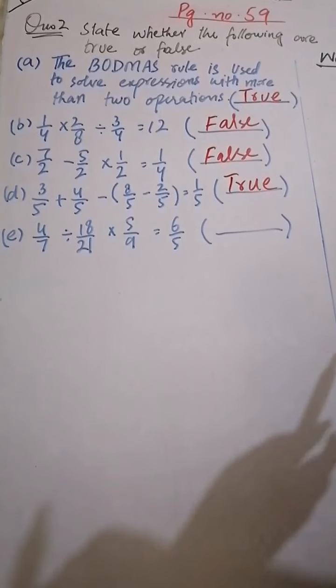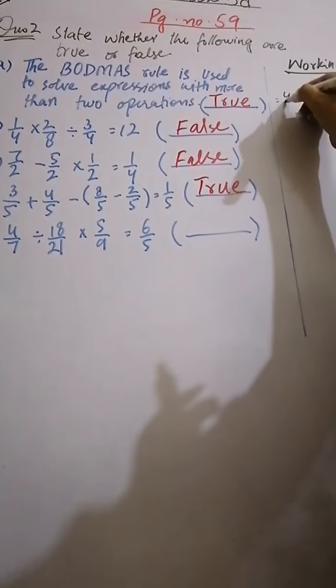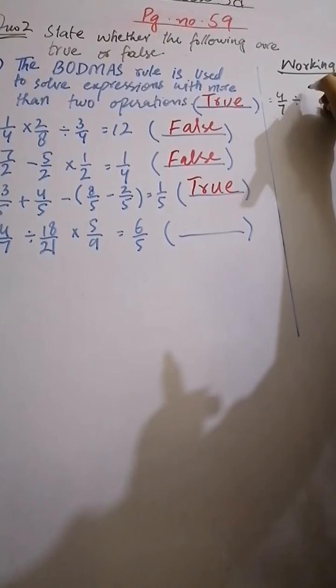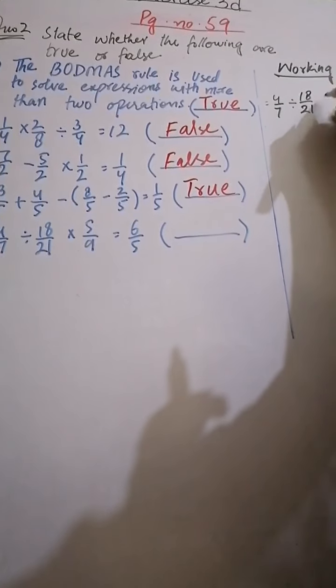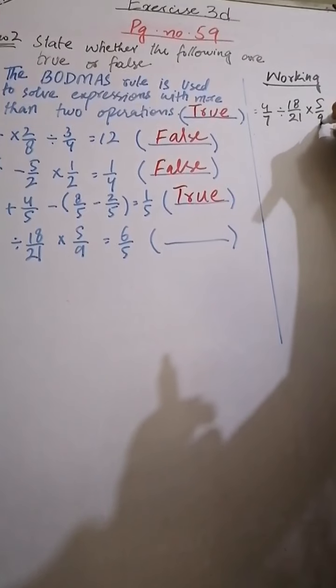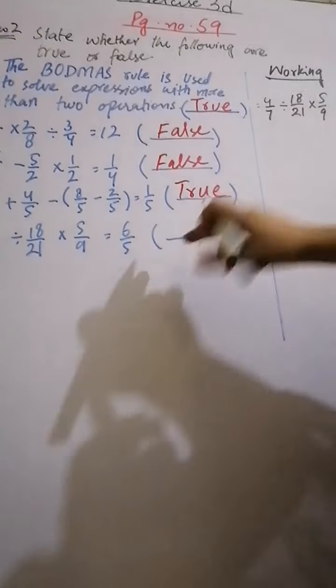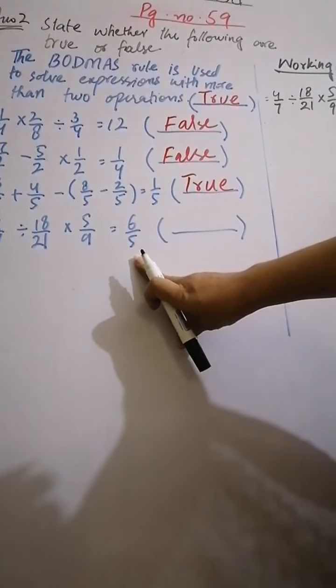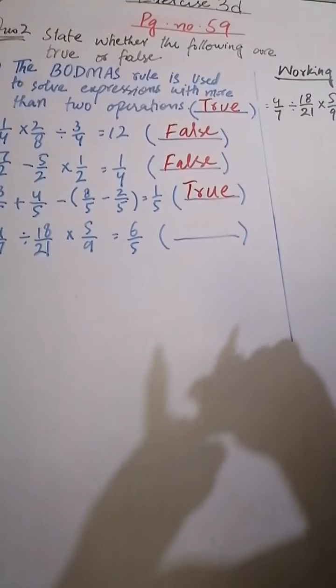Now come to part E. So we will write 4 by 7 divided by 18 by 21 multiply 5 by 9. Correct? The answer should be 6 by 5. Okay? The answer should be 6 by 5.